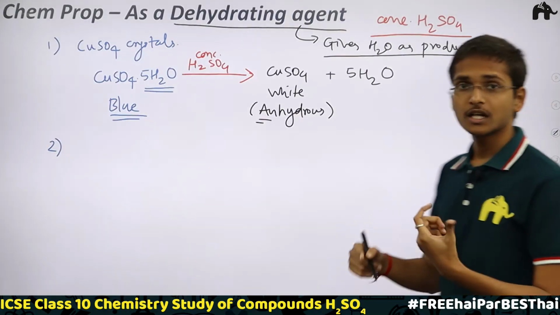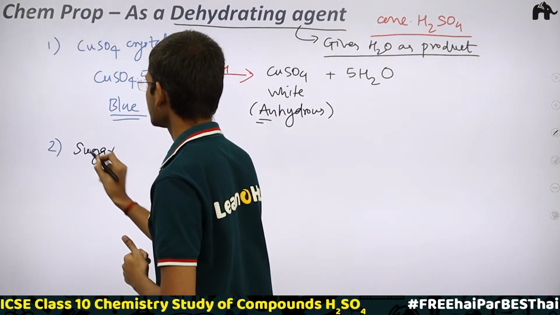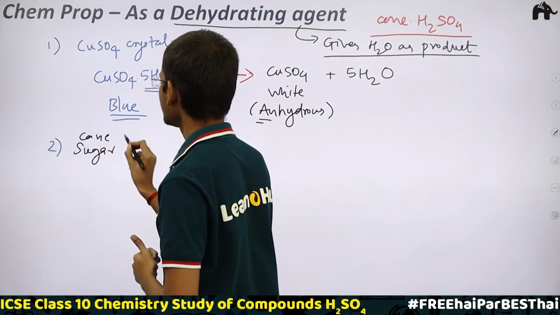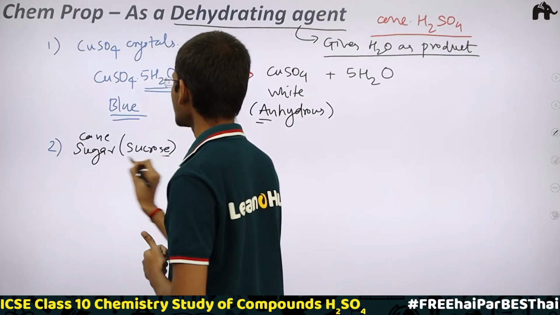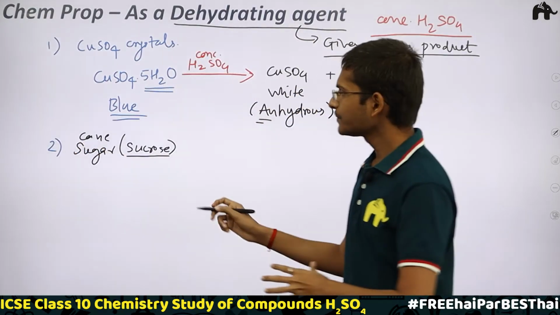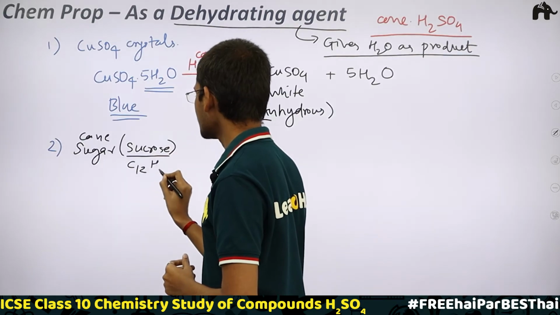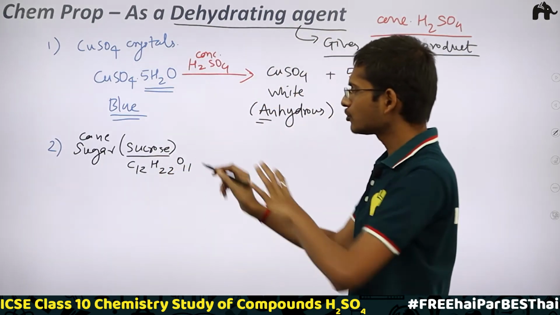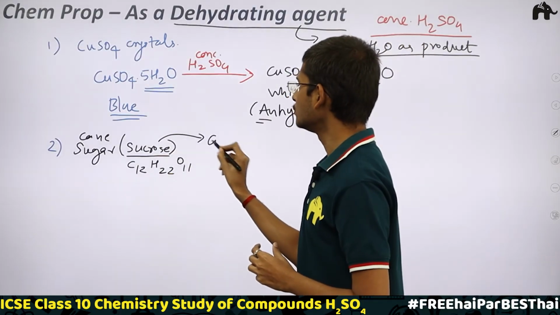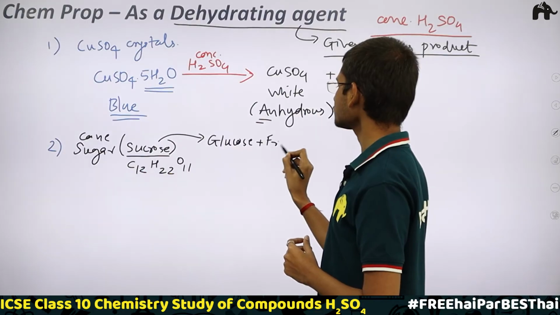Again, the next one is we have to study the reaction of concentrated sulfuric acid with sugar. So here we are going to see cane sugar. Cane sugar is nothing but sucrose. So starting from its molecular formula, sucrose molecular formula is C12H22O11. Now how would you remember this? I will tell you. This sucrose is made up of glucose and fructose.